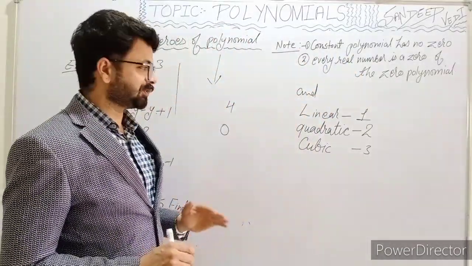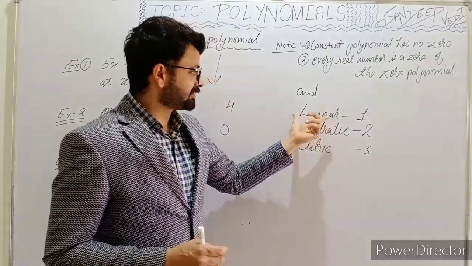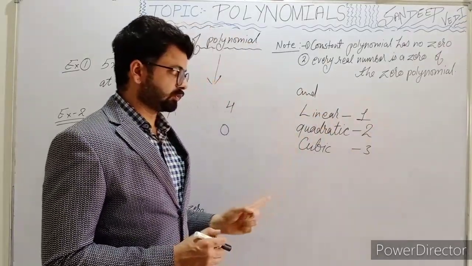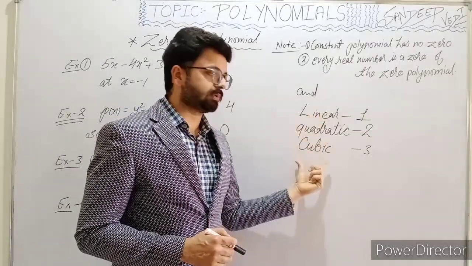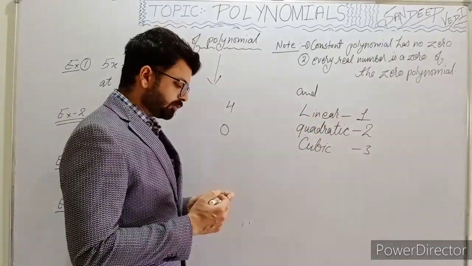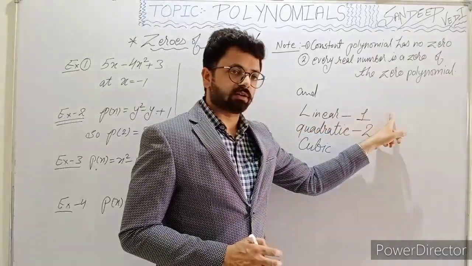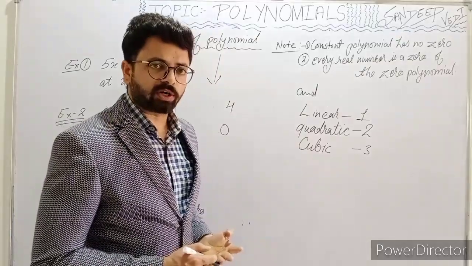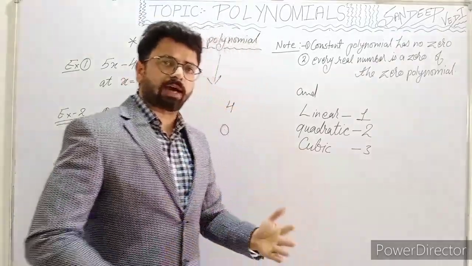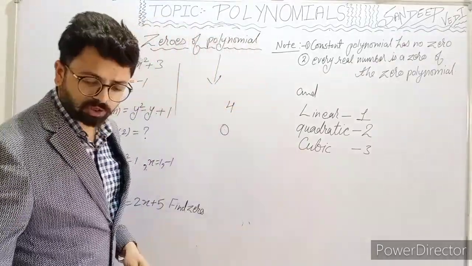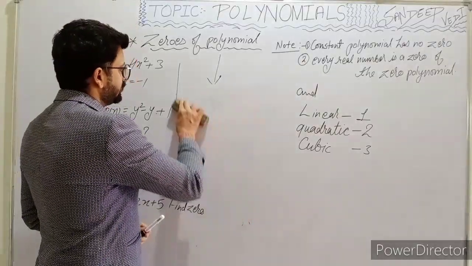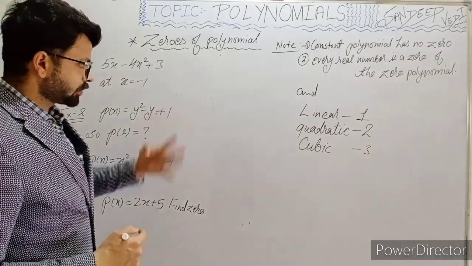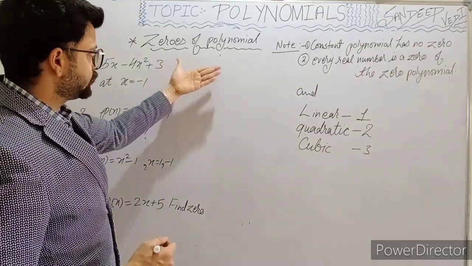Now come to the linear polynomial, quadratic polynomial and cubic polynomial. In a linear polynomial, 1 zero you will get, in a quadratic 2 zeros, in a cubic 3 zeros, in a biquadratic 4, and further 5, 6, 7, 8 zeros of the polynomial. Now we will discuss 4 types of questions in this part, zeros of polynomial.